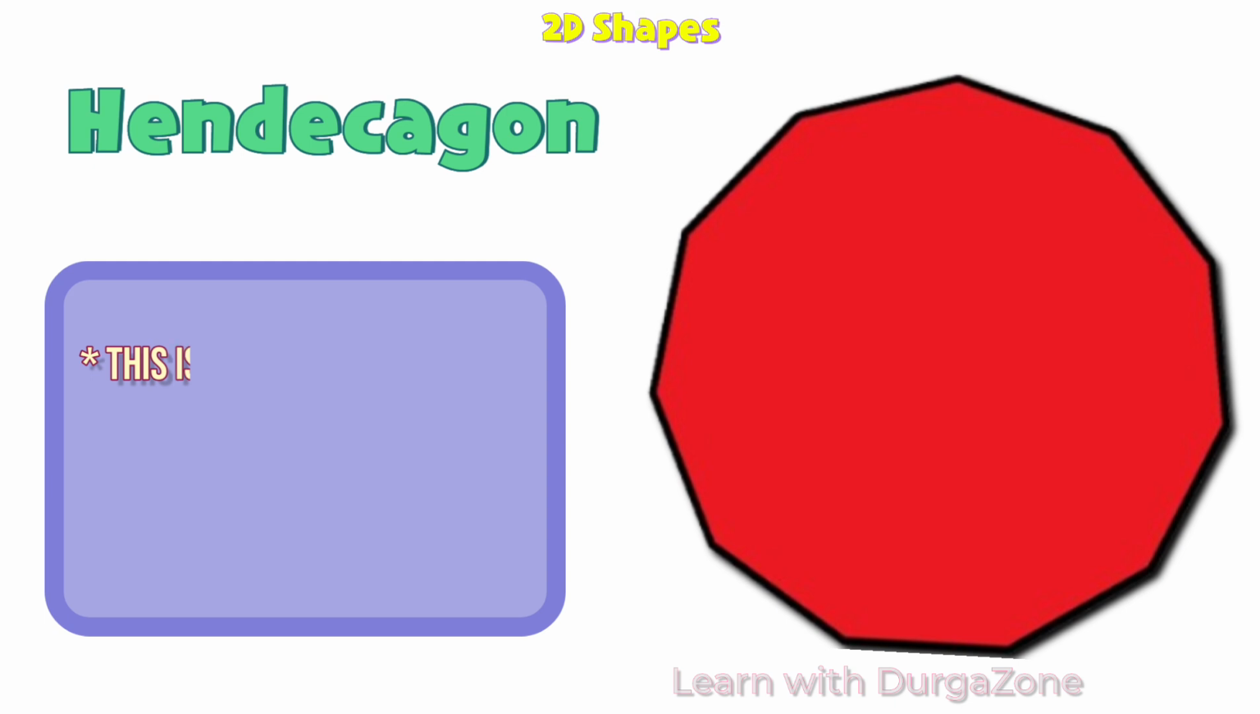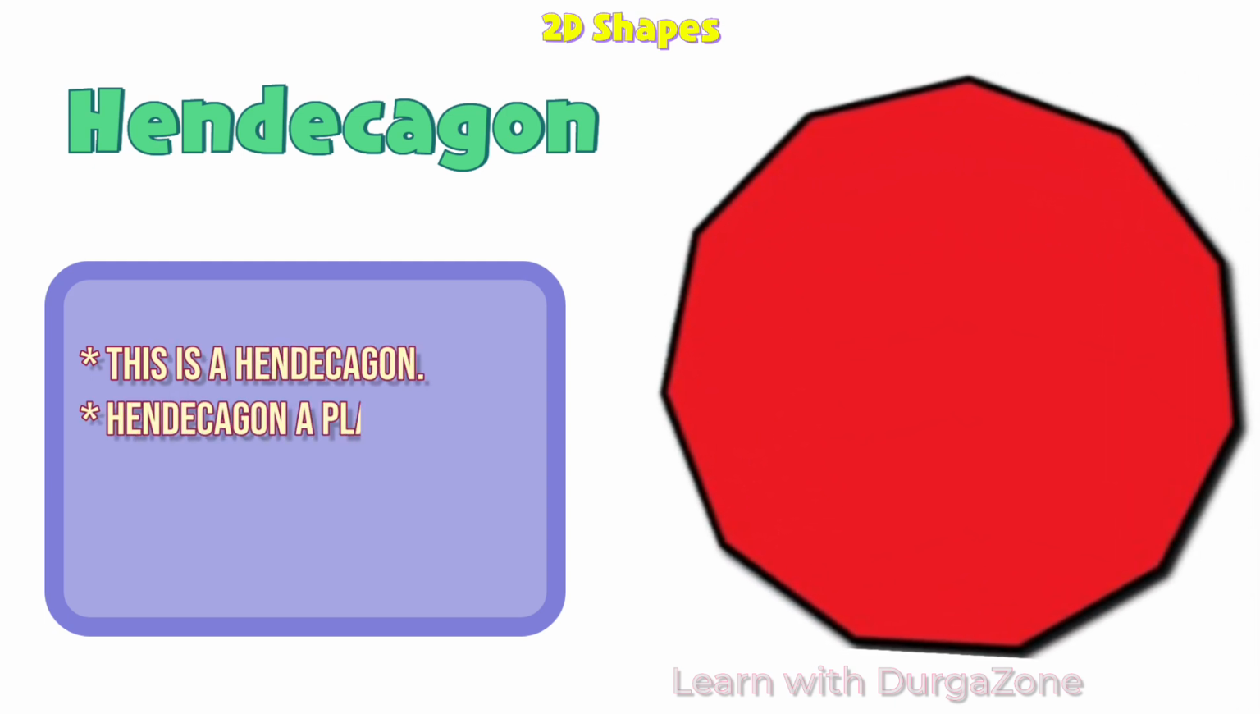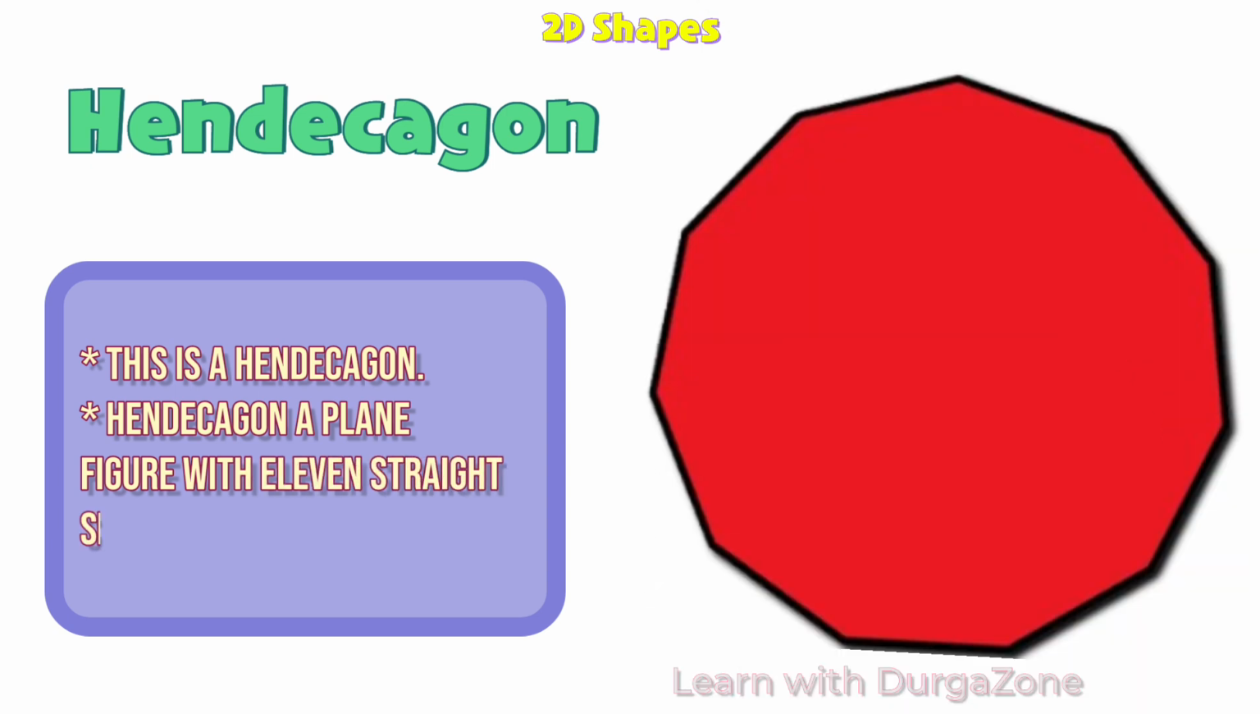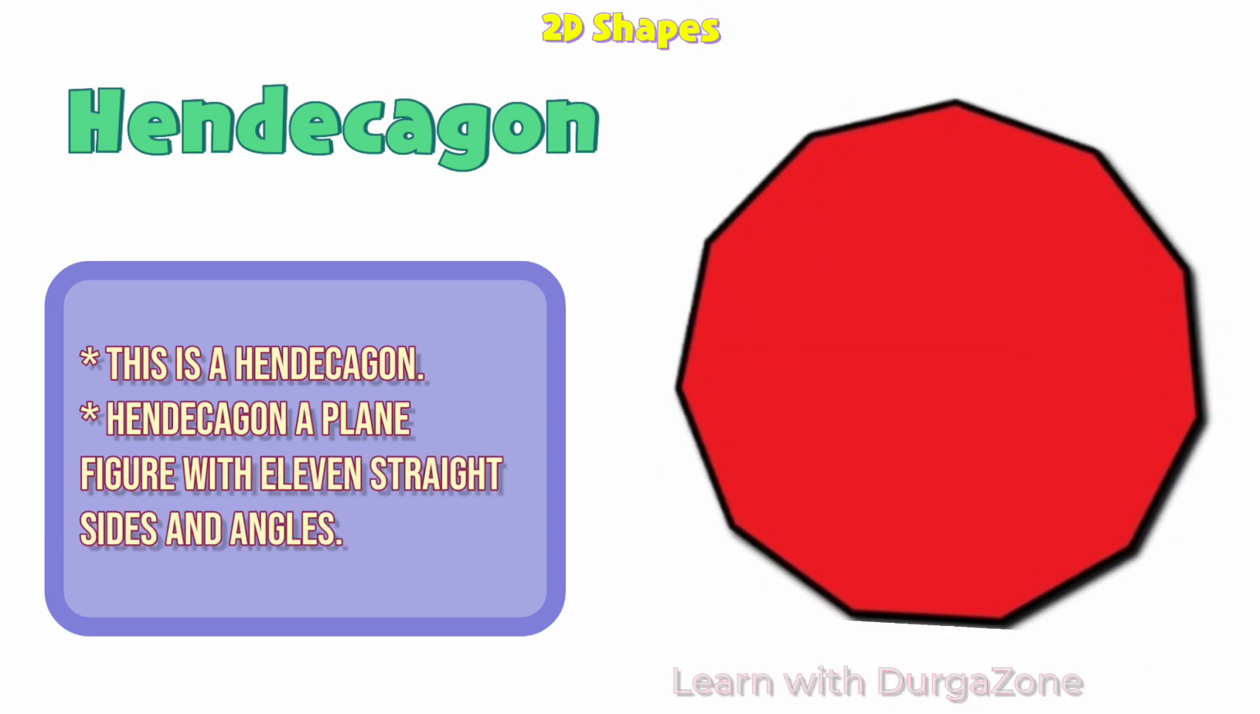Hendecagon. This is a hendecagon. Hendecagon is a plane figure with 11 straight sides and 11 angles.